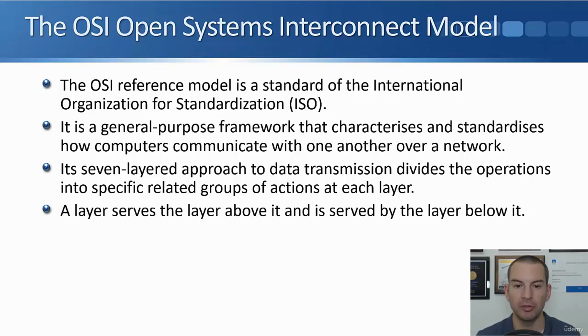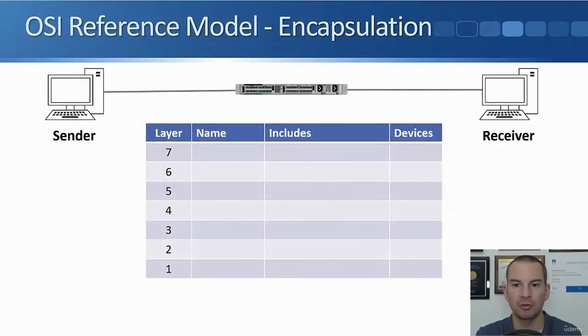Its 7-layer approach to data transmission divides the operations into specific related groups of actions at each individual layer. And a layer serves the layer above it and is served by the layer below it. Now, I know that doesn't make much sense yet, so let's have a look at how this works in action. So let's look at an example.